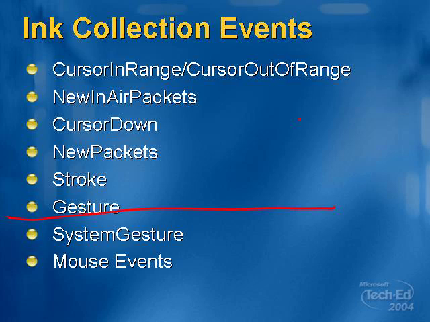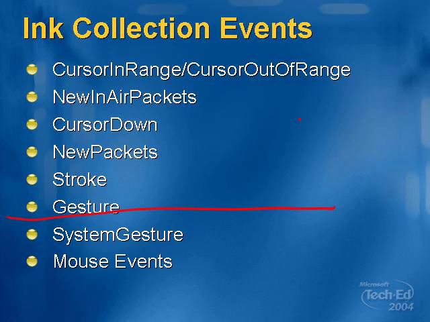There's also a set of events that happen around ink collection. These are roughly in the order that you'll encounter them. You'll get a cursor in range event whenever the cursor comes within a few inches of the digitizer, depending on the hardware. Then, as I hover above the digitizer, but before I make contact with it and move around, I'll get new in-air packets events. So it's able to track the cursor before it makes contact with the digitizer, and you can get information about that data, like X and Y information. Some hardware even supports distance from the digitizer.